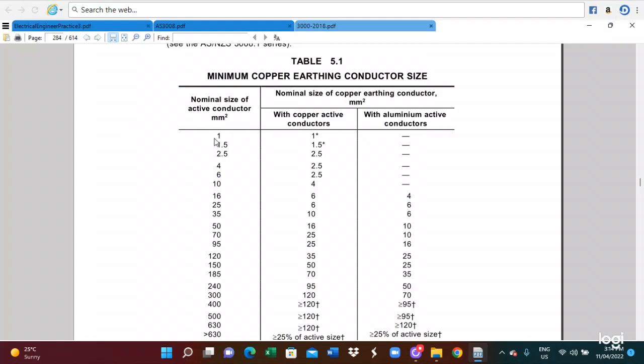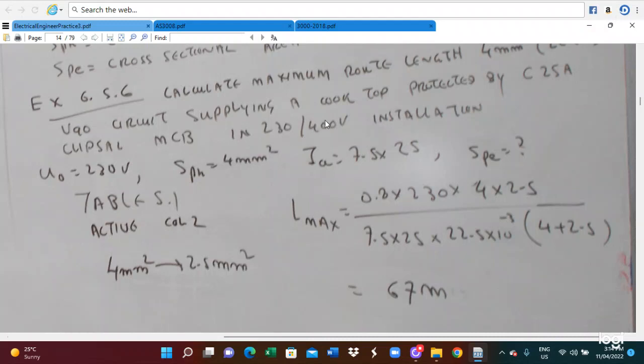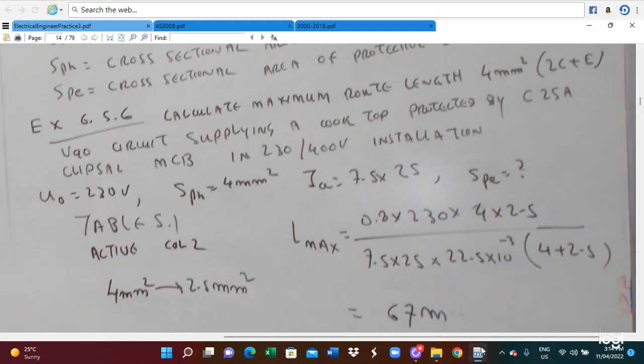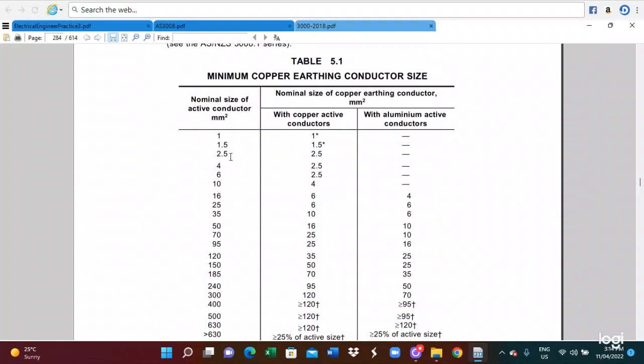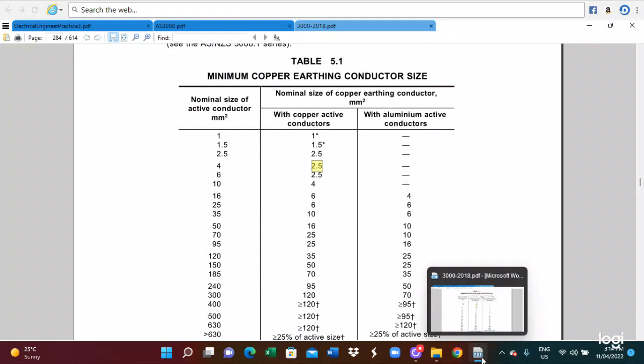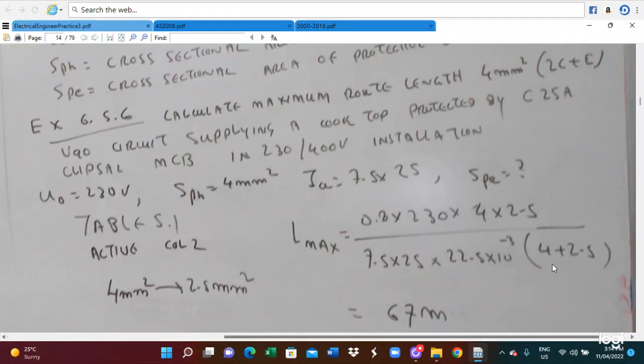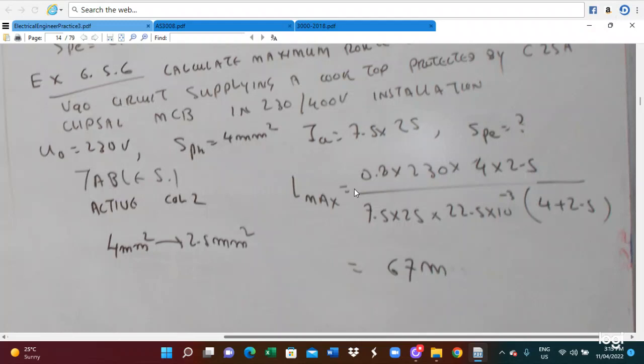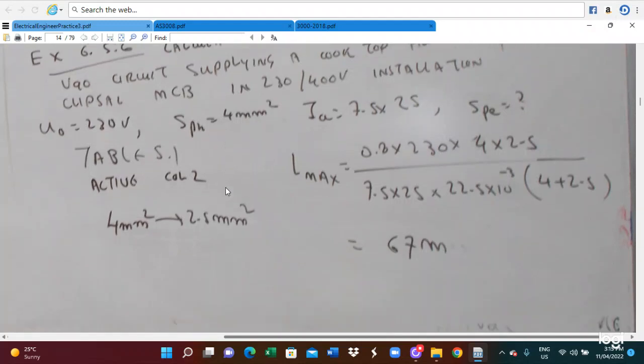In table 5.1, this is the cross-sectional area of the active conductor. This is the copper earthing conductor. This is the aluminum earthing conductor. The cross-sectional area of the active conductor is given as 4 millimeter square. Because it is 4 millimeter square, we find the 4 here. So this is 2.5 millimeter square, the earthing conductor size. Therefore, we substitute in this formula 2.5 in place of SPE, and in place of SPH is 4. Then we calculate 67 meters. So the maximum length of the circuit should be 67 meters.